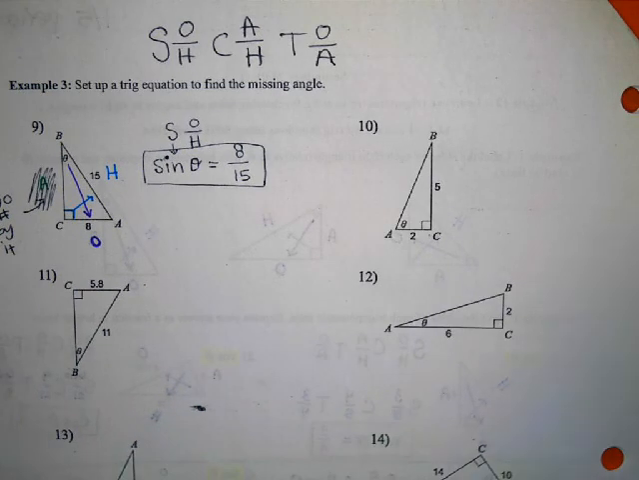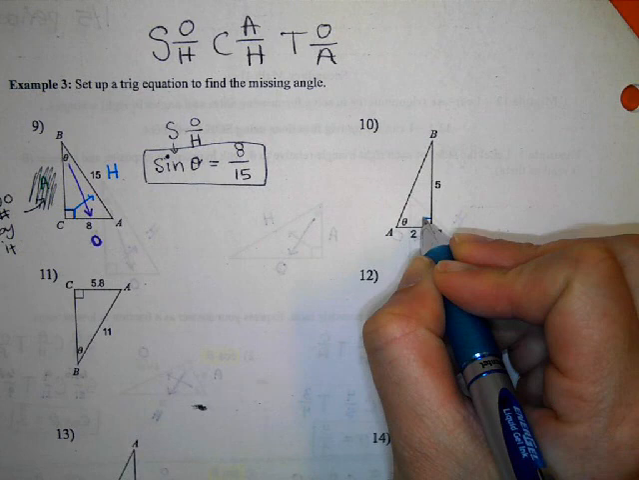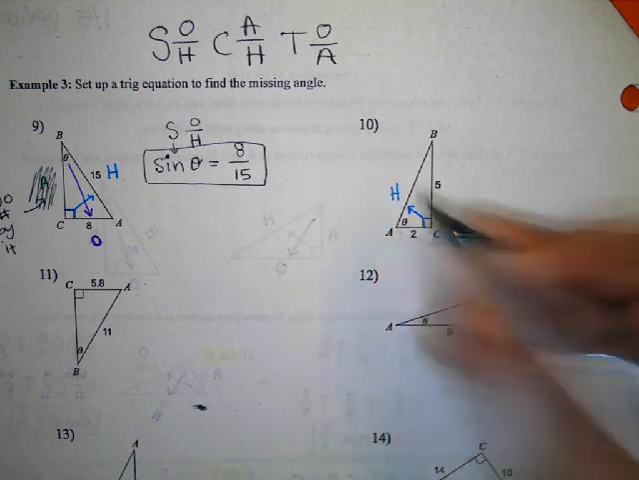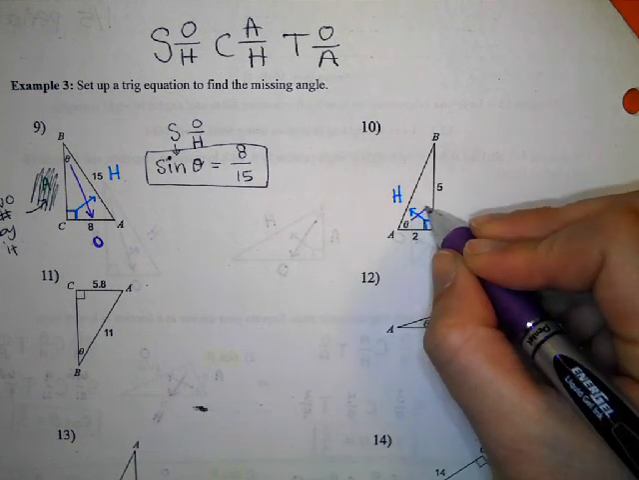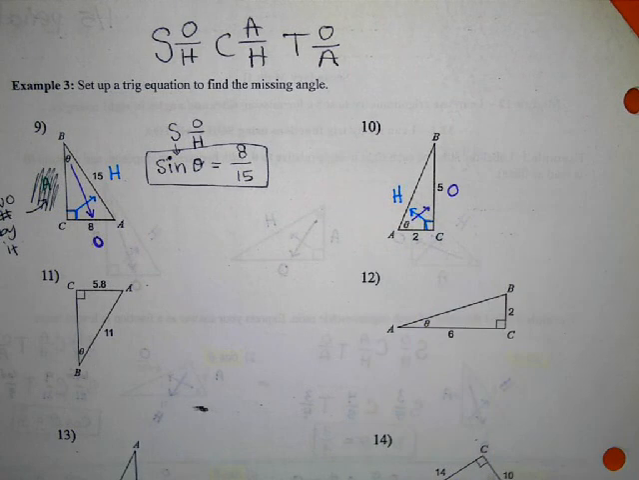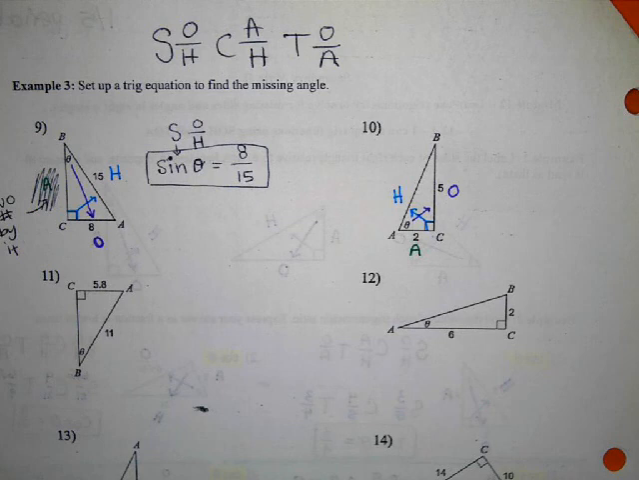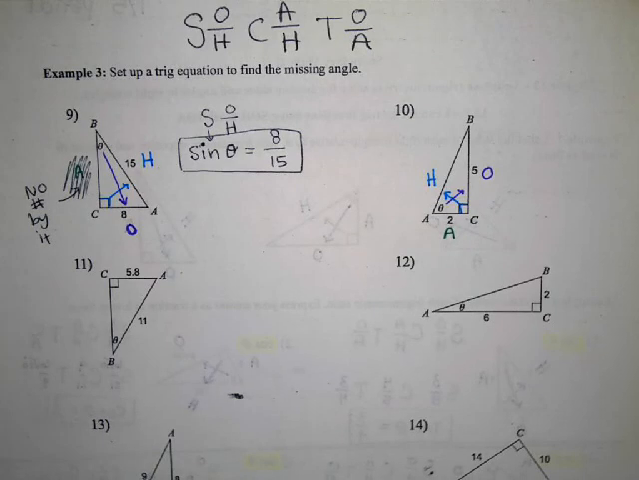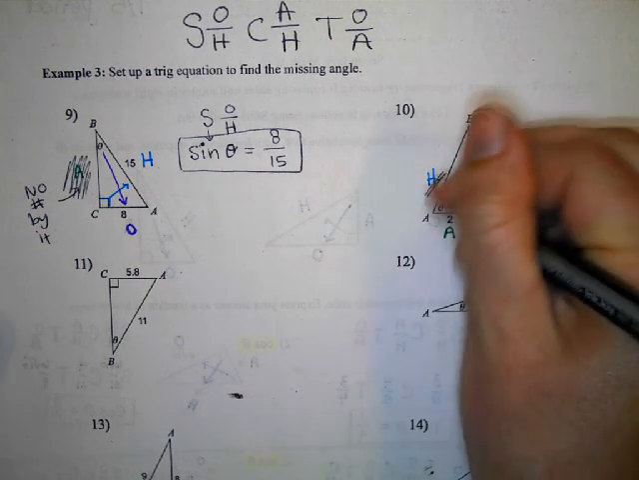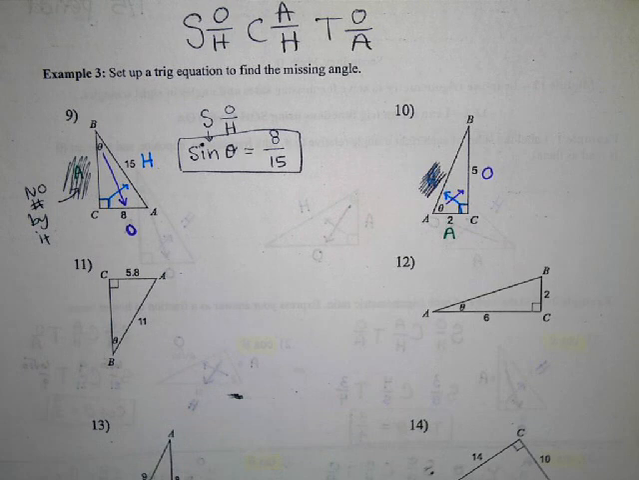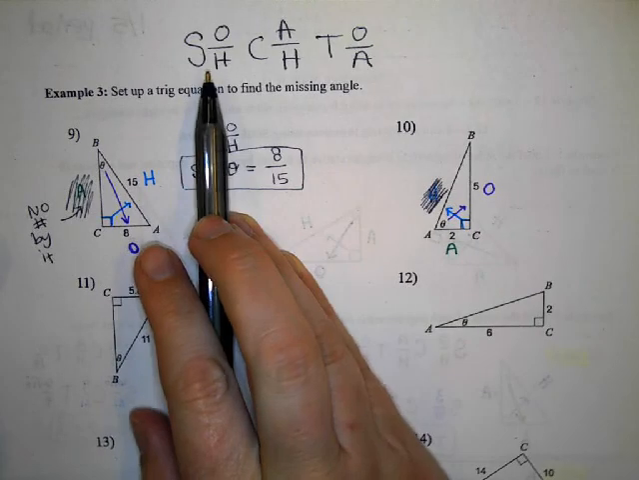Question 10. Hypotenuse is across from the 90. Opposite is across from the theta. Adjacent is the leftover side. Which one do I scribble out? Which one does not have a number to put in the fraction, so it messes it up? The H. So I'm going to scribble out that H. There's no number associated with it. H has to go away.